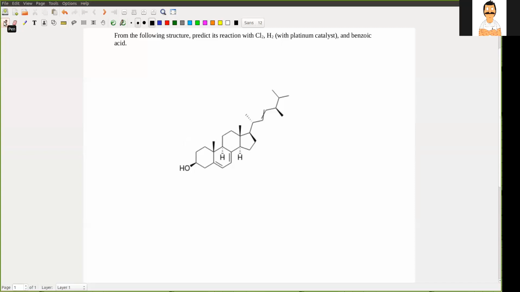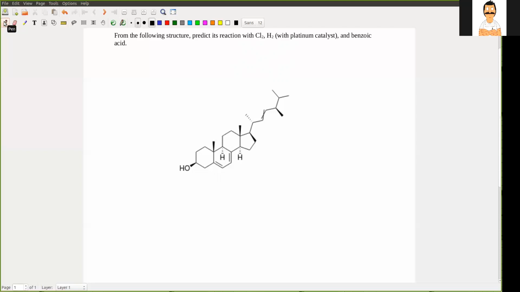And today we are looking at some simple reactions with organic molecules. There are several different reactions available to you in your textbook. We're just going to go over a couple. And right now we have this complex organic molecule, and we're just going to focus on a couple things.